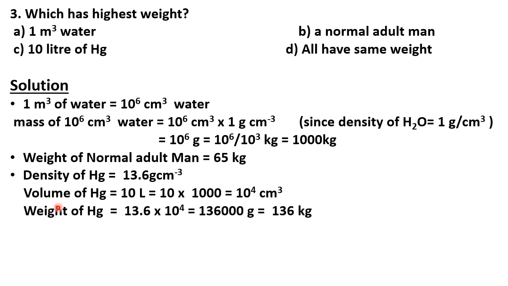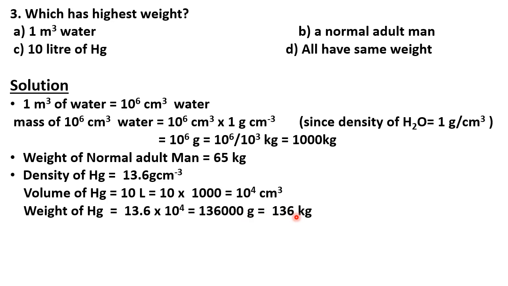The weight of Hg can again be calculated using the formula density into volume, that is 13.6 into 10 to the power 4. If you simplify this, you will get 1,36,000 gram. It can be converted into kg, and that becomes 136 kg.